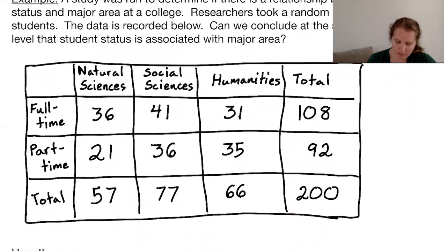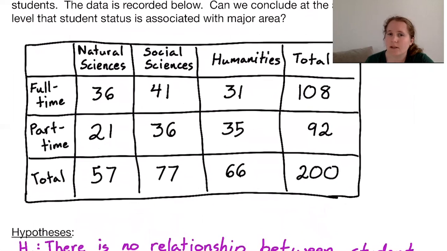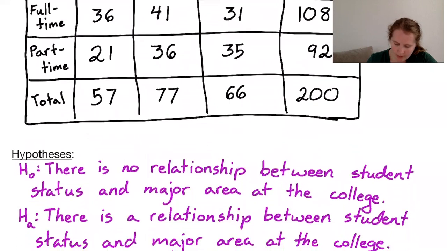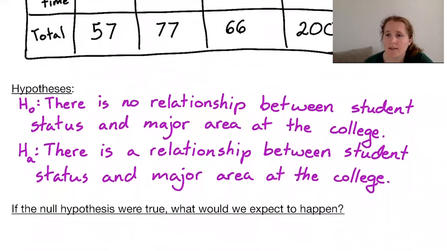So again, student status was full-time versus part-time, and major area was natural sciences, social sciences, and humanities. The hypotheses we came up with in the previous video were the null hypothesis is that there is no relationship between student status and major area at the college, and the alternative hypothesis is that there is a relationship between student status and major area at the college. So our job is to determine how surprising our sample is. The first thing we need to figure out is, if the null hypothesis were true, what would we expect to happen?